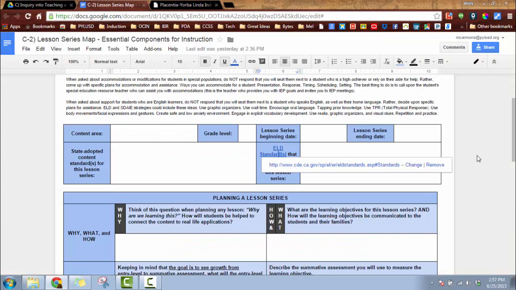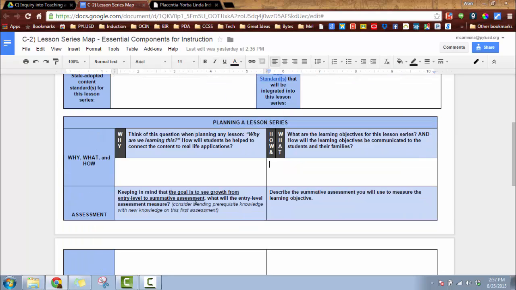All right, coming back to the document, we're looking at some broad categories. We want to start with why. I always start with why. Why are we learning this? How are you going to help students to understand why they're learning it and how they're going to connect that to real life applications? And then the how and the what.